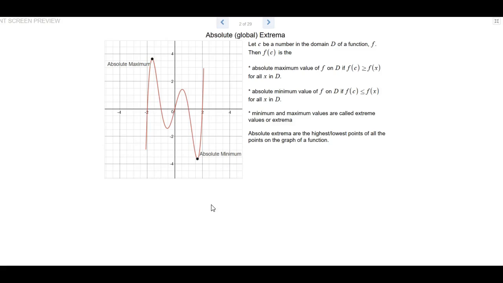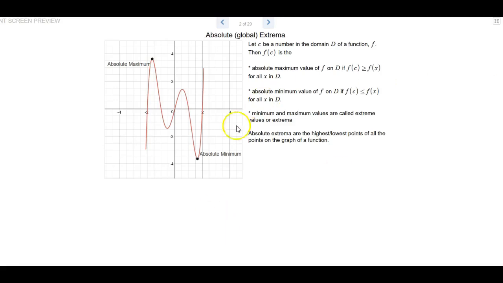Another term for maximum or minimum is extremum. So that's kind of collective, means it could be either, and its plural is extrema, just like the plural of minimum is minima, and the plural of maximum is maxima. So let's first look at the definition of absolute or global extrema.